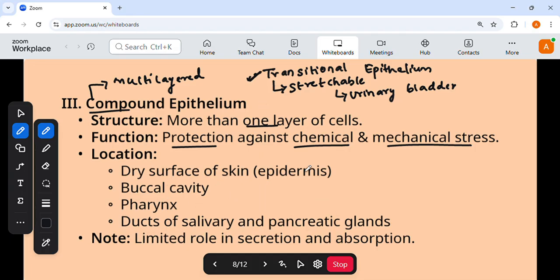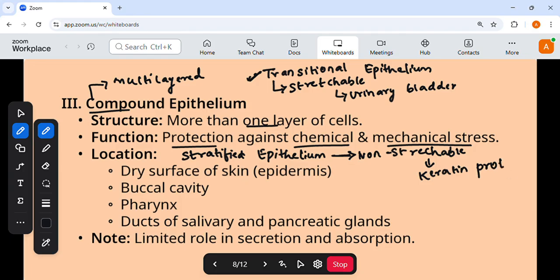Then we have this, all are the examples, stratified epithelium only. So next one is stratified epithelium. This stratified epithelium is basically non-stretchable, so we can't stretch it. And here we have a deposition of keratin protein. Okay, they are having keratin protein. So you see, our skin is keratinized epithelium. They are having the keratin protein.